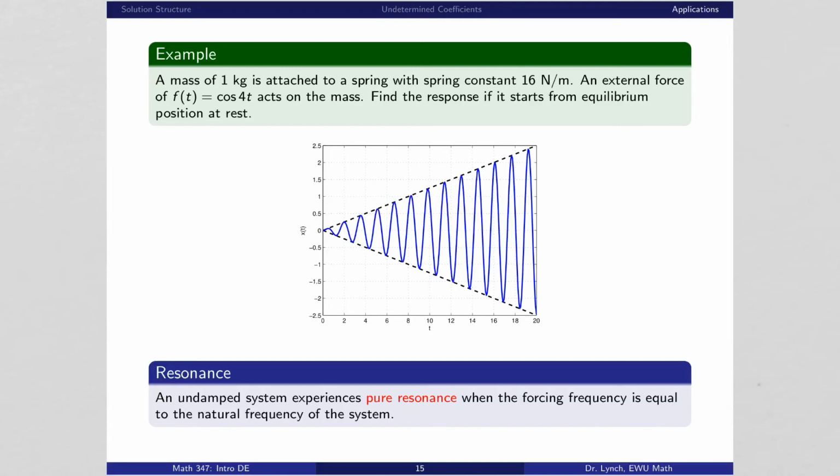In order to experience pure resonance, a system has to be undamped, and it can experience pure resonance when the forcing frequency is equal to the natural frequency. Here we saw that the natural frequency of the system, the frequency of the solutions to the corresponding homogeneous equation, was 4, and similarly the forcing frequency was also 4. So when those frequencies are equal, our solution is said to experience pure resonance.